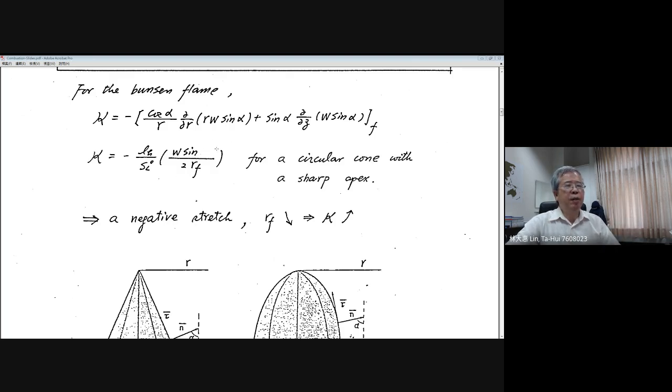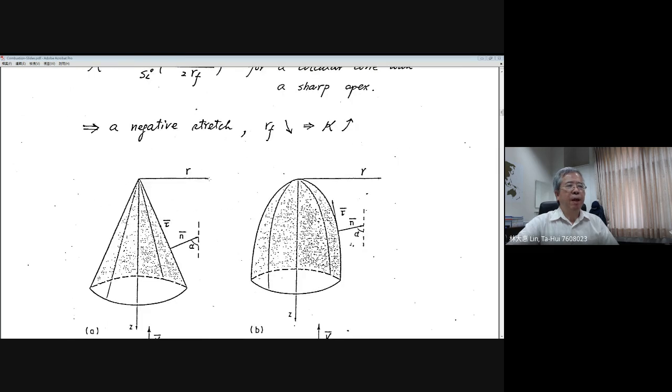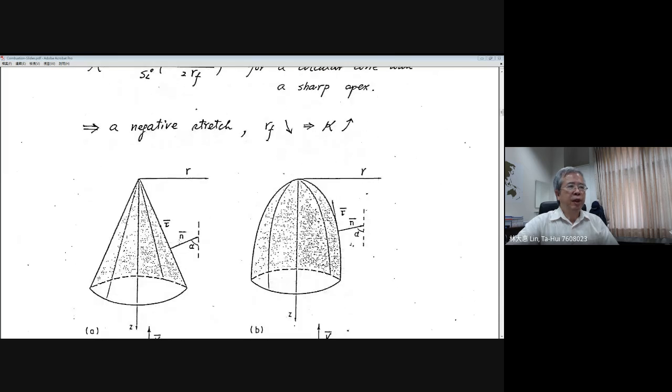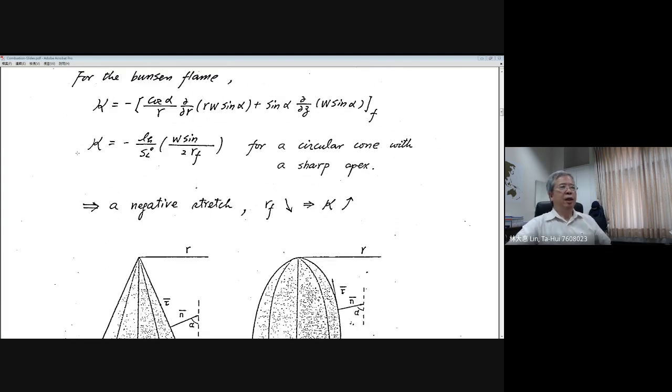Then there is sin 2 alpha. Alpha is the angle we always describe. And there is an important quantity here: 2 R_F. R_F is the radial position of your flame. For example, for this one, R_F is large. When you move your position along the axial direction, R_F will continuously reduce. Okay, this is the result, the formula for a circular cone with a sharp apex.